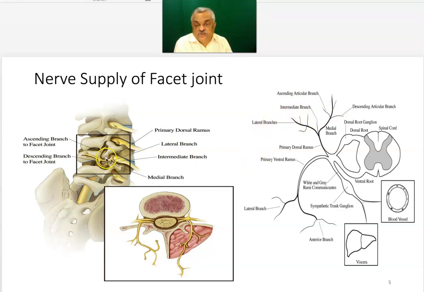And we also know that the ascending branch and the descending branch is there. This goes to the facet. This goes in the groove on the transverse process just on the outer wall of the pedicle.